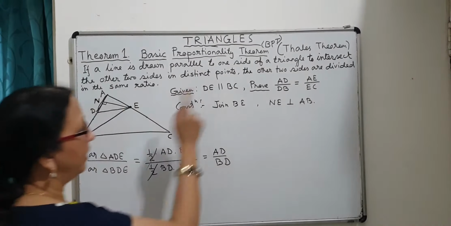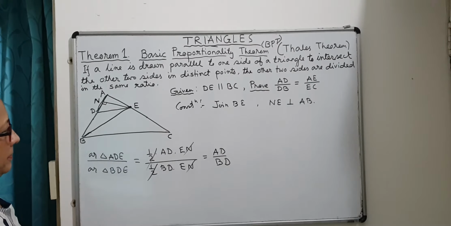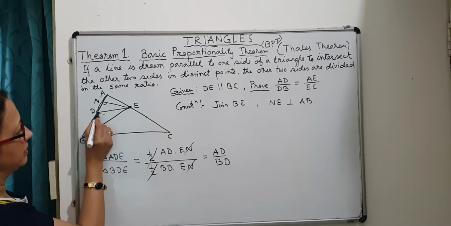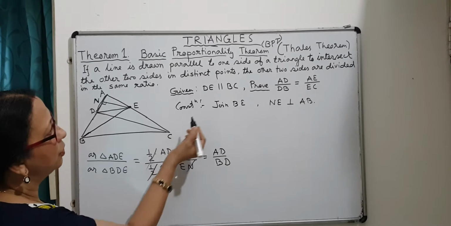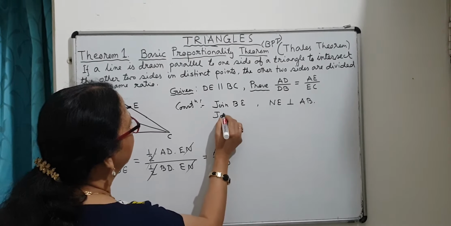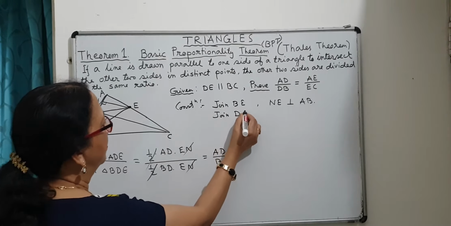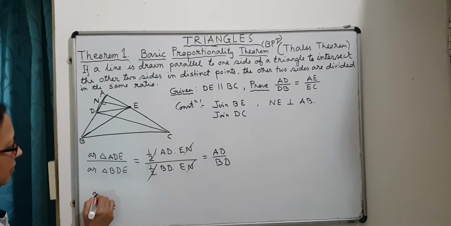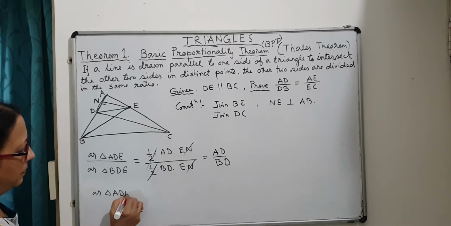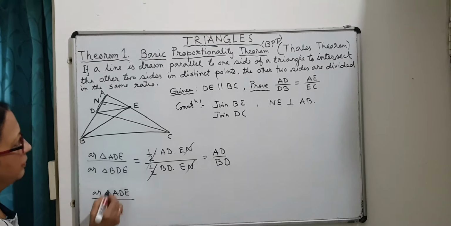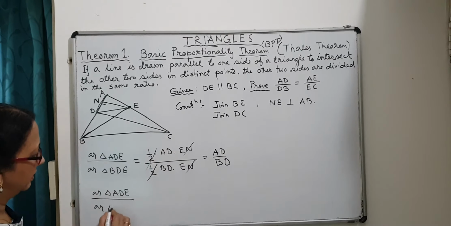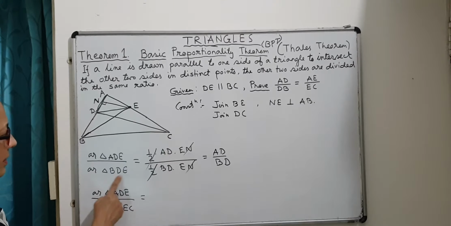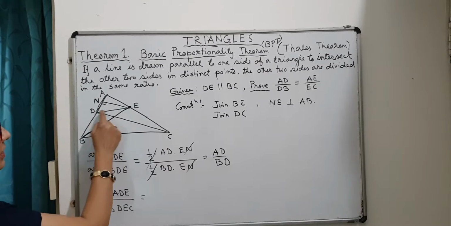Now I'll be taking A to be the base, so same triangle ADE I can take. And for EC to be the base, I have to get a triangle, so I am joining this now. So in the construction, again I'll have to write join DC. Okay, got it? And so which triangles will I be taking? Area of same triangle ADE upon area of now DEC I'll be taking, triangle DEC.